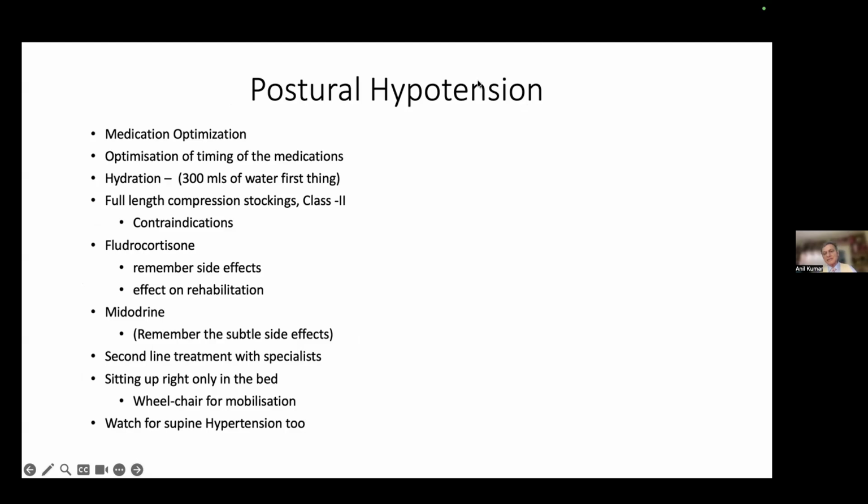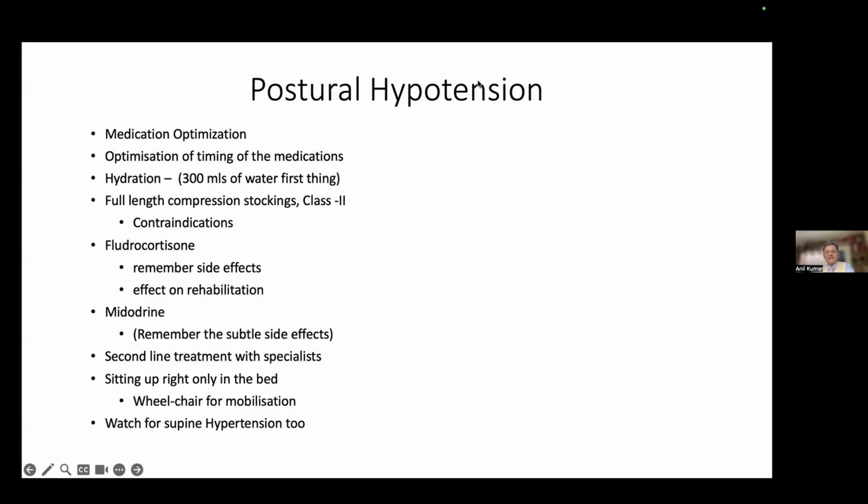So the first thing is managing postural hypotension by non-pharmacological methods, and then pharmacological methods. So first, medication optimization. If you feel that some of the medication can be stopped or decreased, you can do that. Second is optimization of timing of the medication, whether you need to give the blood pressure tablet at bedtime. That probably may be useful if it is a once a day tablet. If someone is on alpha blockers like doxazosin, whether you can stop that and change to something else. Those types of things you need to look at.